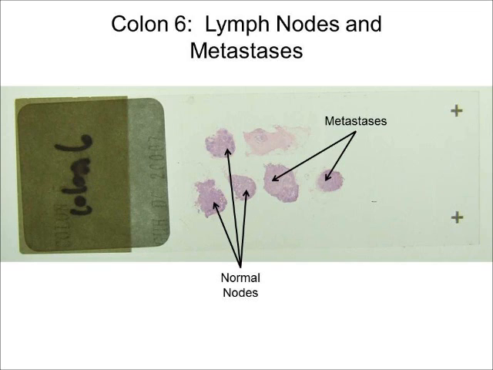Observe the slide labeled colon 6, which contains lymph nodes taken from a colon cancer patient. By eye, note that there are 5 and possibly 6 lymph nodes on the section. The nodes tend to be basophilic. Sometimes the nodes are difficult for the surgeon to identify. Although you cannot tell this without magnification, 3 of the nodes are normal, while 2 on the right contain metastasis of colon cancer.